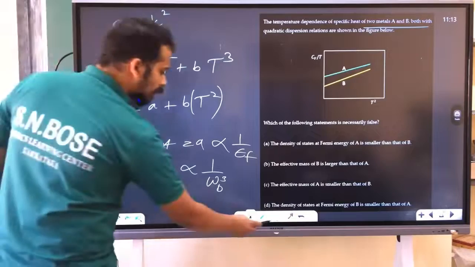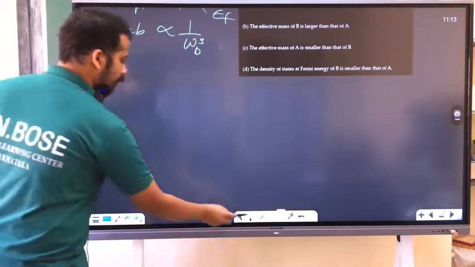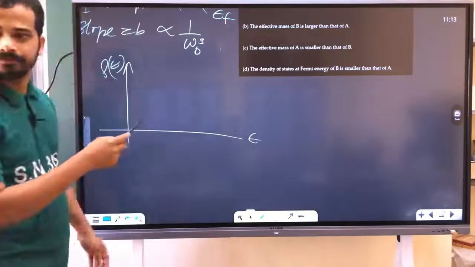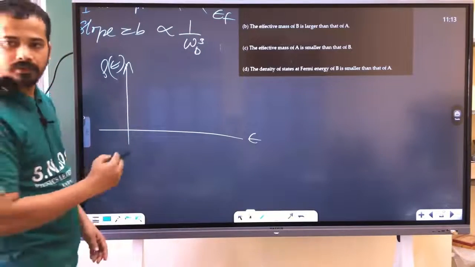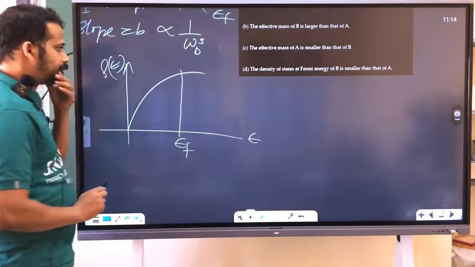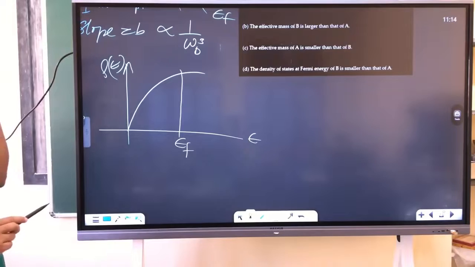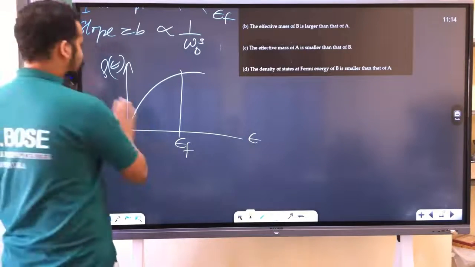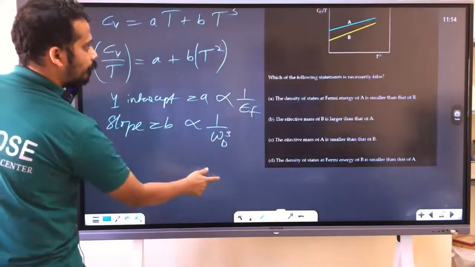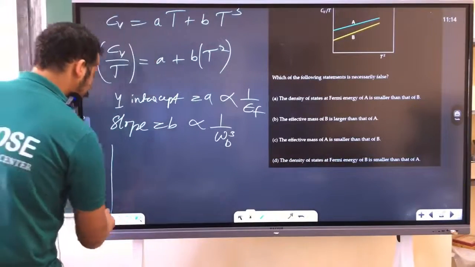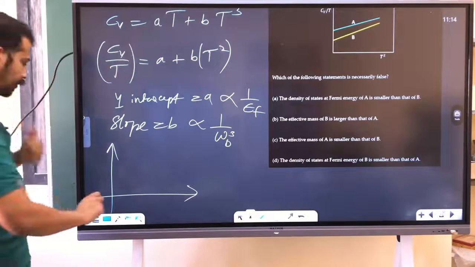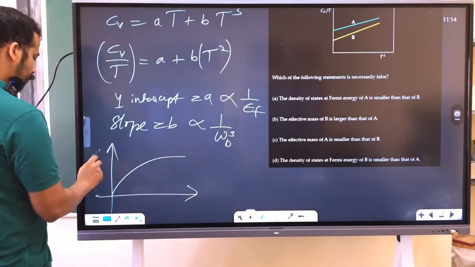I don't exactly remember, but this is rho of E versus E, isn't it? It is root E, the usual non-relativistic case in 3 dimensions. Now you have somewhere here the Fermi energy, E_F. We can answer. Rho of E is proportional to E to the power d by 2 minus 1, the usual one. That root E curve is like this actually, rho of E versus E.